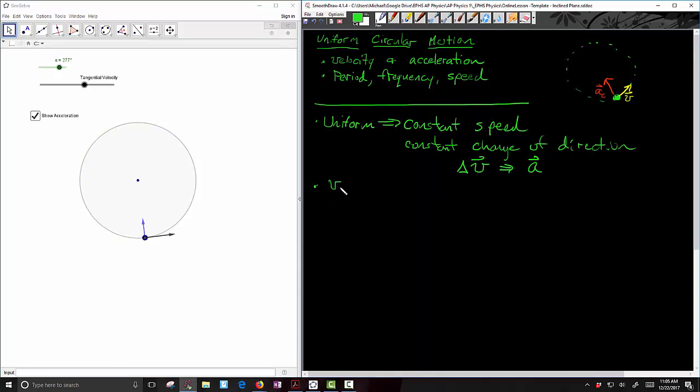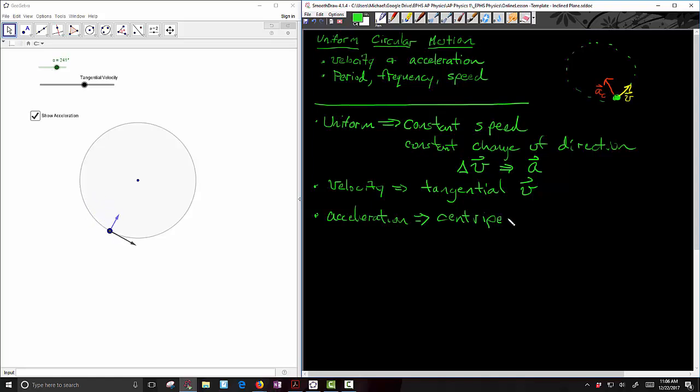The velocity that we're talking about is called tangential velocity, because the velocity is tangent to the circle. But the acceleration is always pointed towards the center. So our acceleration has a special name. It's called centripetal acceleration. Centripetal means center seeking.